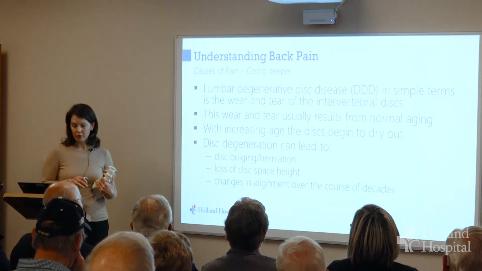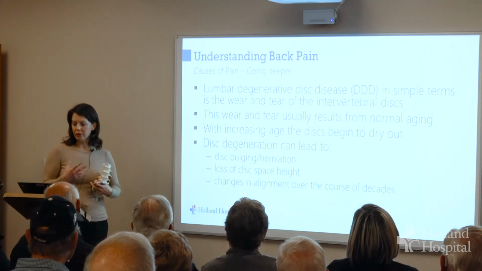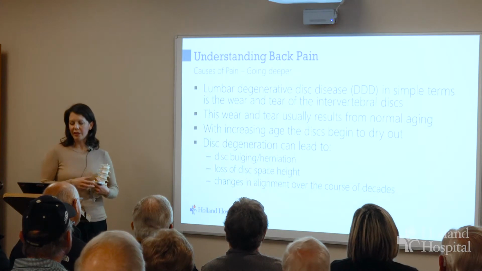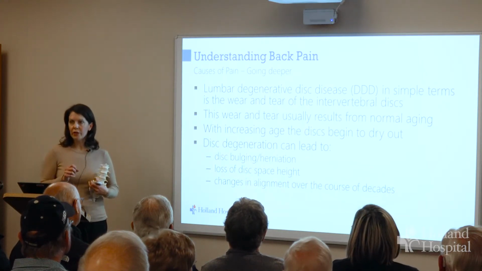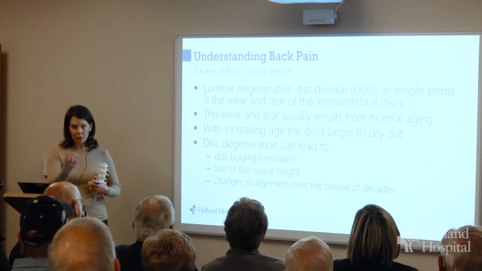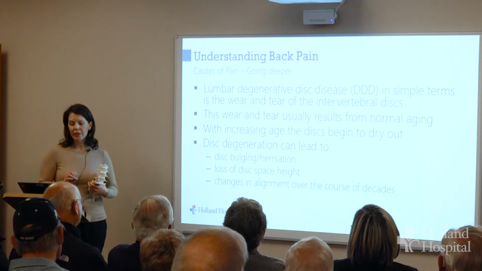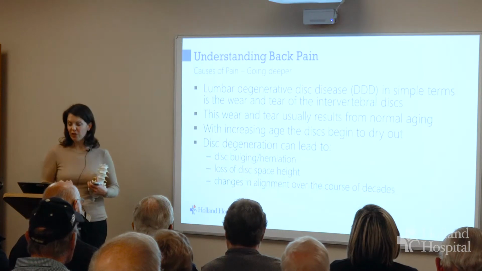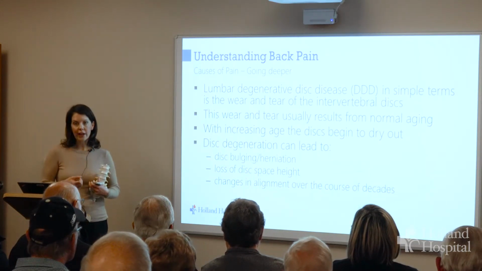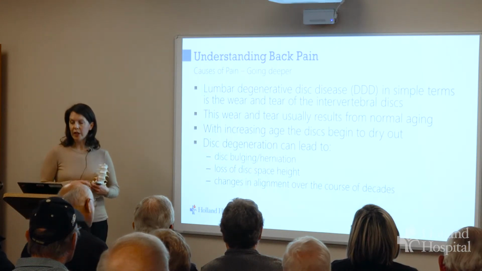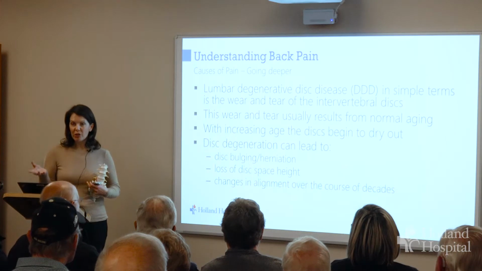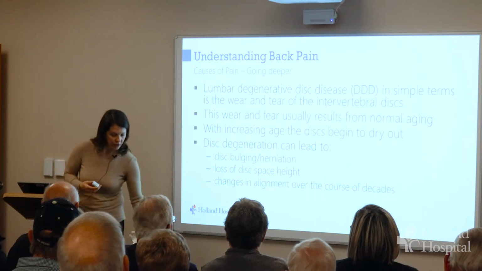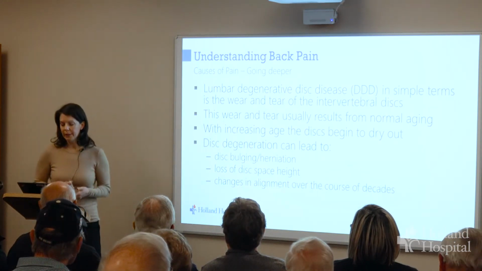With increasing age, there are changes at the molecular level, or in the molecular composition of the disc, that, among other things, will lead to decrease in water content of the nucleus, which is that central portion of the disc, and it can lead to tears in that outer portion, that annulus fibrosis. And this loss of hydration leaves the disc more susceptible to damage. Disc degeneration can lead to disc bulging or herniation. It can lead to loss of disc height, so shrinking of that disc, and even changes in alignment over the course of time. And a lot of people talk about shrinking or getting shorter as they age, and this is a big factor. It's that decrease in height of those discs as they degenerate and as they lose water content.